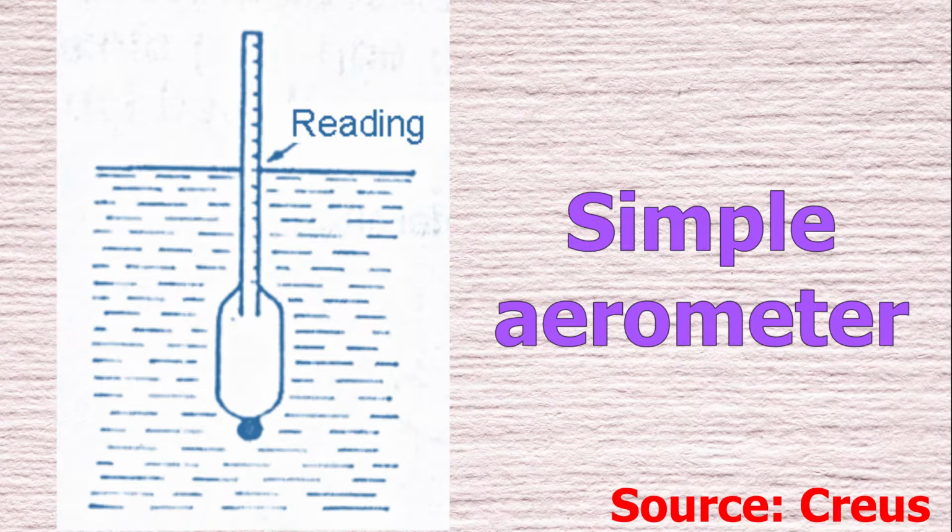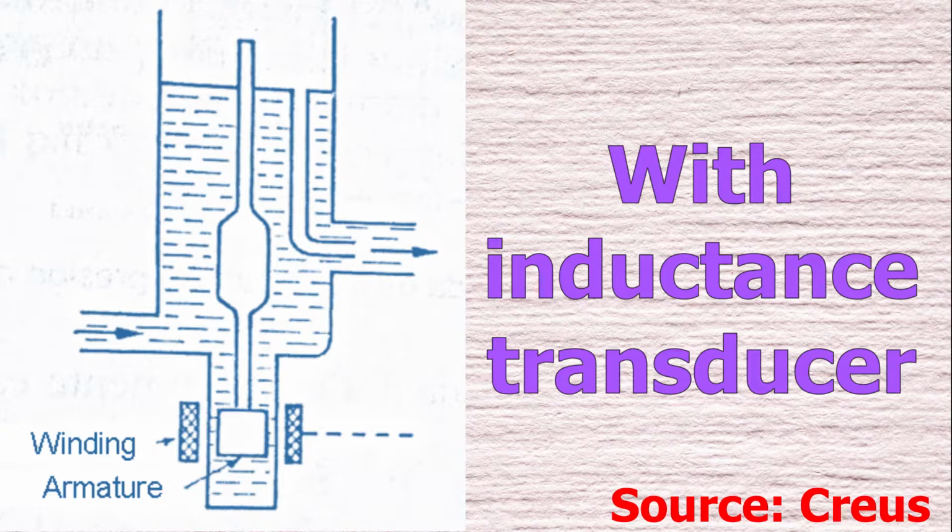The aerometers consist of a float weighted at the bottom with a graduated upper stem. The device immerses itself until its weight is balanced by the liquid it displaces. The more it sinks, the lower the density of the liquid is, and you can graduate it in any of the units I mentioned. By incorporating a variable inductance transducer with the fixed armature at the bottom of the float and with the coil arranged outside the container, it is possible to electrically transmit the density at a distance, as long as a constant height of the liquid is maintained with an overflow.